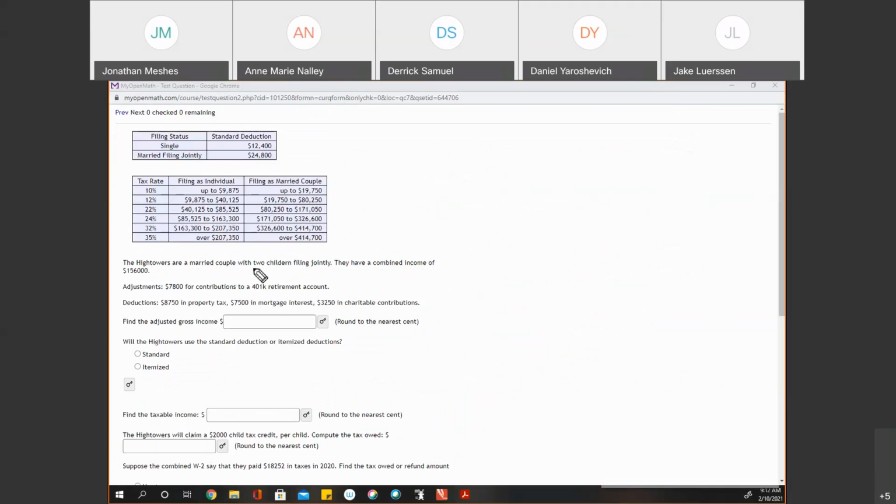All right. The Hightowers are a married couple with 2 children filing jointly. They have a combined income of $156,000. So this is the gross income. They have $7,800 in adjustments. So the adjusted gross income, AGI, is going to be the gross income minus adjustments, which is 156,000 minus 7,800. So we get $148,200 for our adjusted gross income.